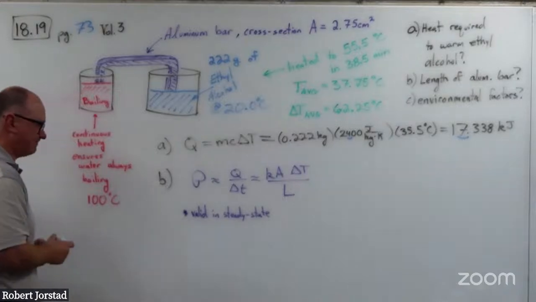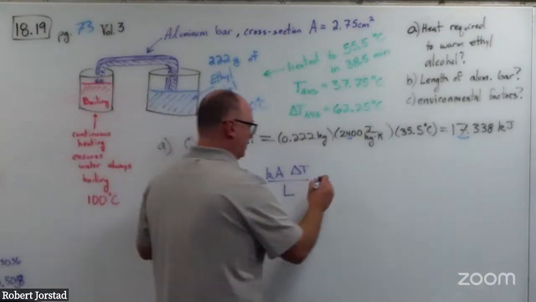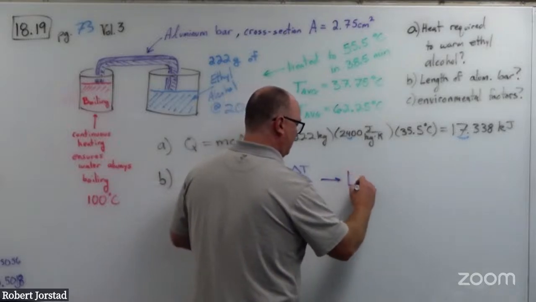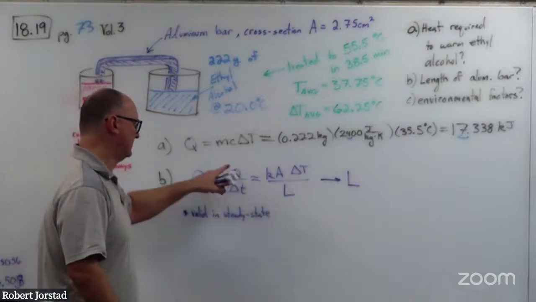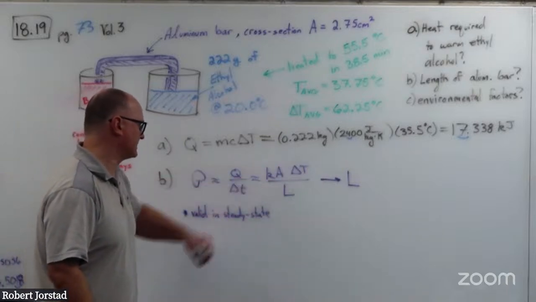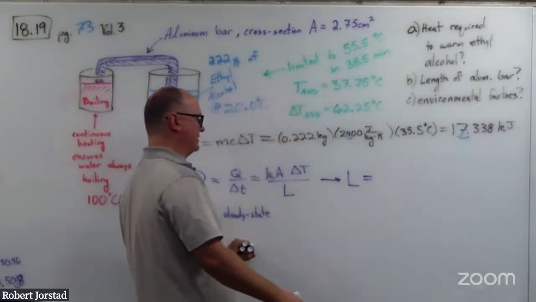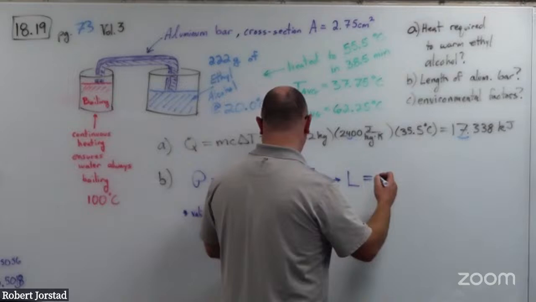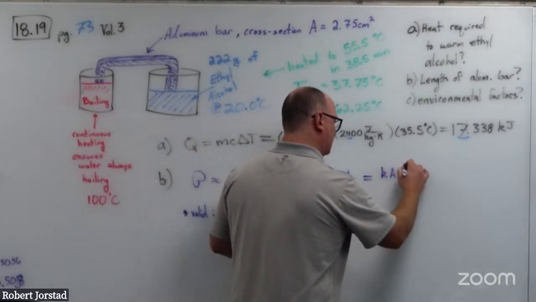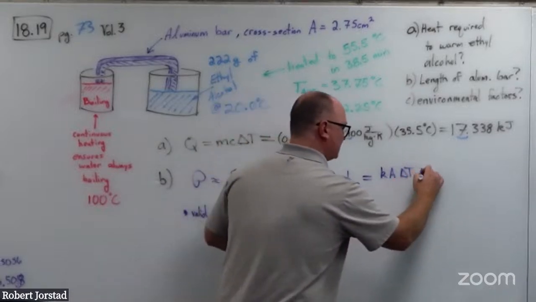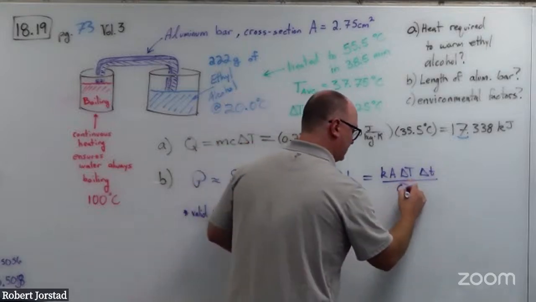All right. Now, out of all this, we could rearrange this and solve for L. L is going to equal moving this up, moving this up, moving this over. Rearrange that. Pause the video. See what you get. I'm going to get, or just erase me. L is K A delta T, delta little t, all over Q.